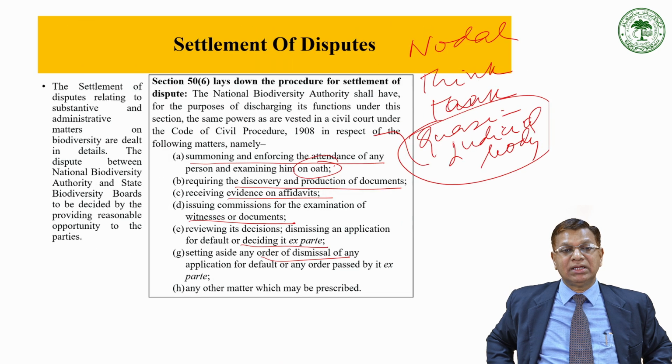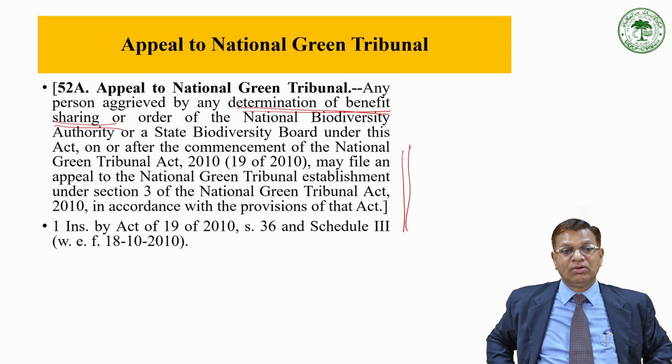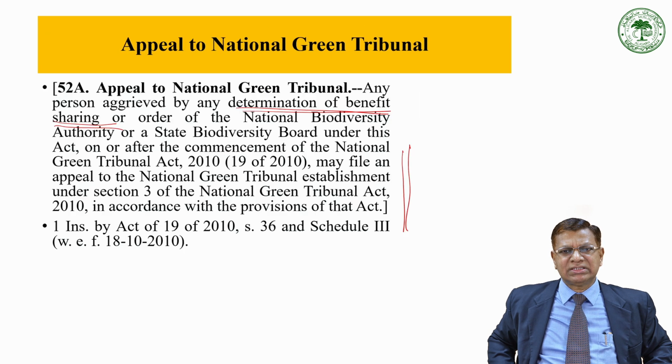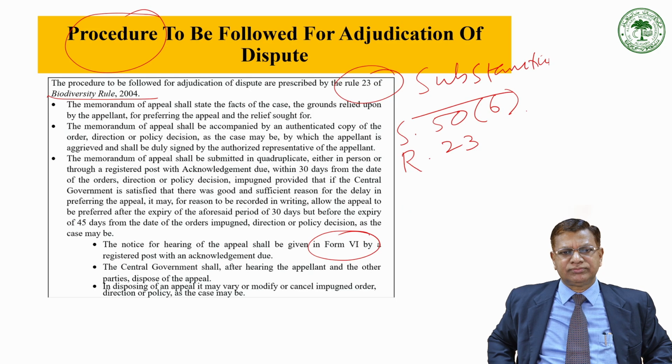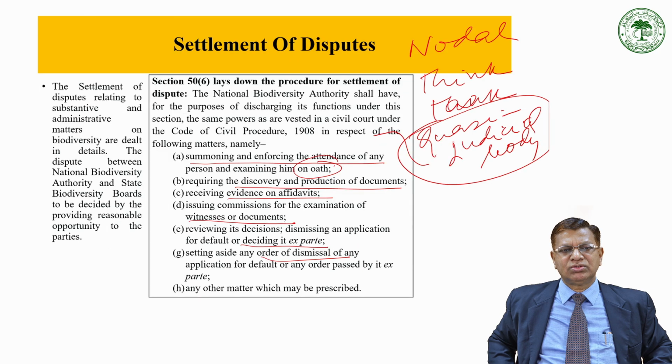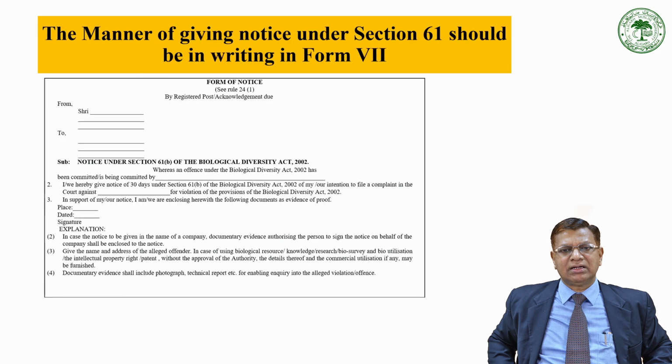So, taken together, Section 50, subclause 6, Rule 23 and Rule 52A, this is the legislative framework of adjudication of the biodiversity dispute, and the manner of giving the notice as it has been contained under Rule 23. Section 61 is also important, and what it says, this is the Form 7, that the manner of giving notice under Section 61 should be in writing.